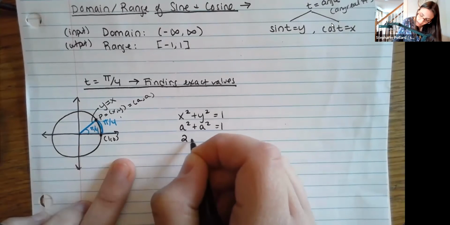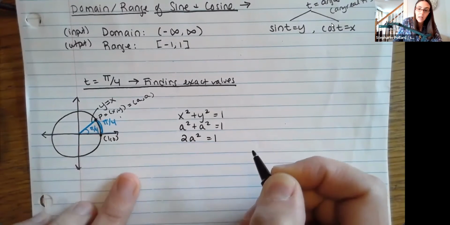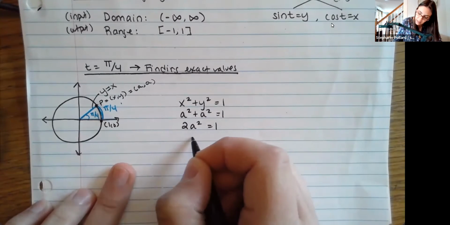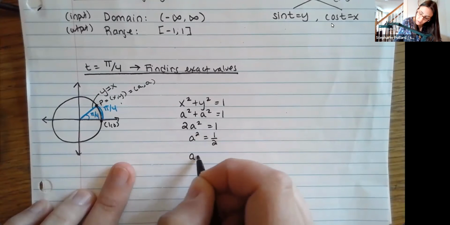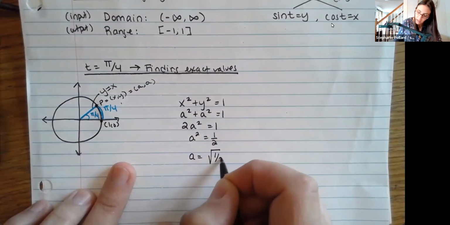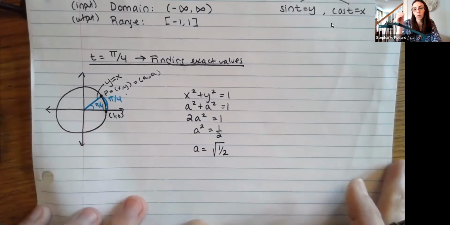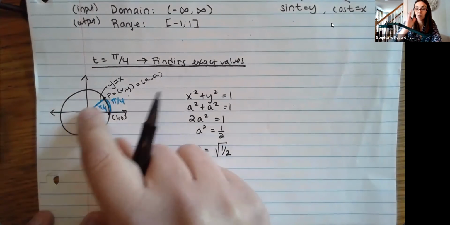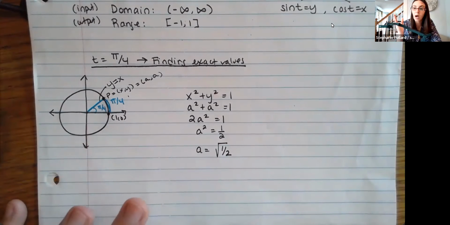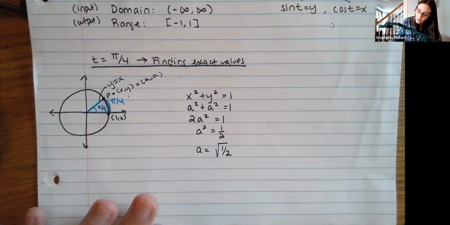So you end up with 2a squared equals 1. Dividing both sides by 2, we get a squared equals 1/2. And then taking the square root, we get a equals the square root of 1/2. Now, I know when we take the square root, we take the positive and negative, but if you look at my picture here, 45 degrees is clearly in the first quadrant. So I'm looking for the positive values for a.